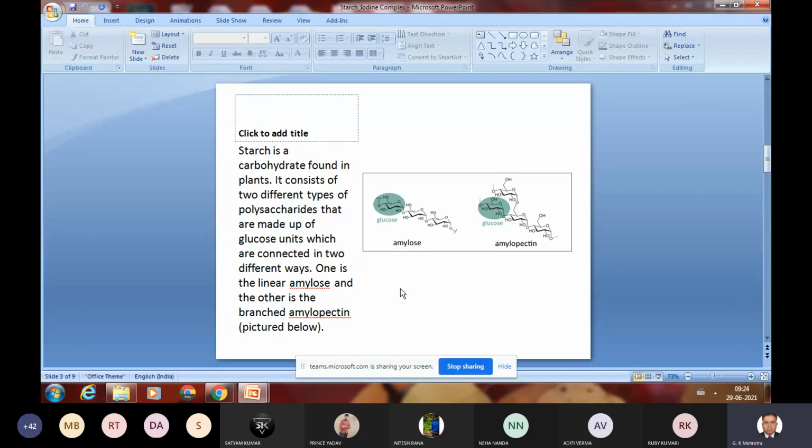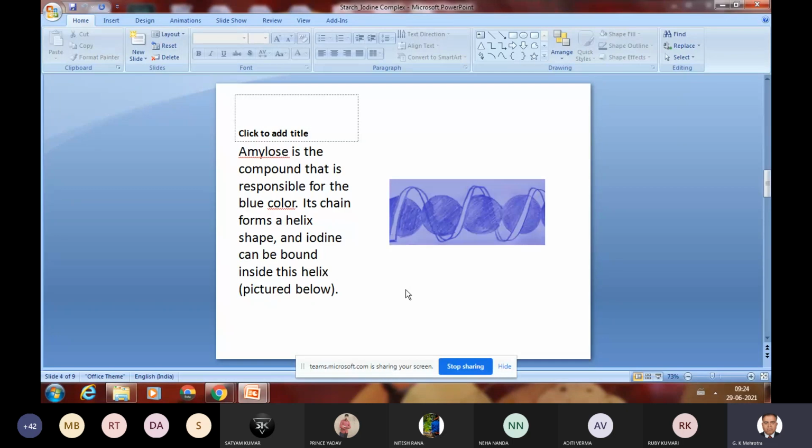You will see this. And then amylose is the compound that is responsible for the blue color. Its chain forms a helix-shaped structure, and iodine can be bound inside this helix as shown in the picture below. So what happens?